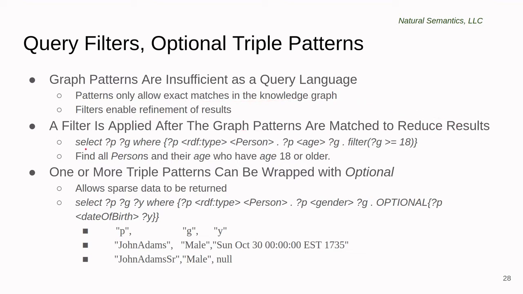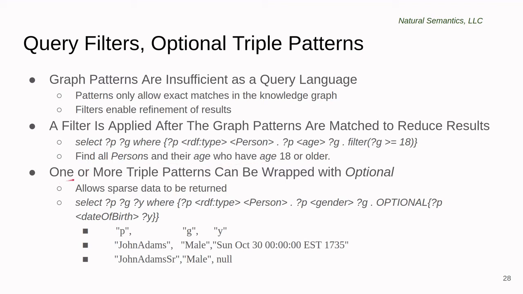For example, suppose I said select ?P, ?G where ?P is type Person, ?P has age ?G, but now I add a filter on ?G: filter ?G >= 18. In other words, find all persons and their age who have age 18 or older. Again, we match all of the patterns excluding the filter, find all of the triples that fit this pattern. We can get all of the people and all of the ages, and then we filter them so that we only return the values for which ?G, the age, is greater than or equal to 18.